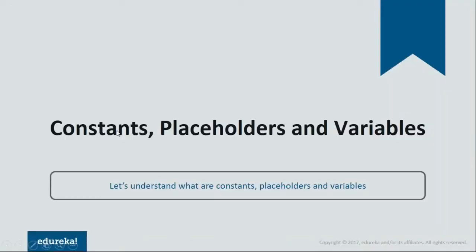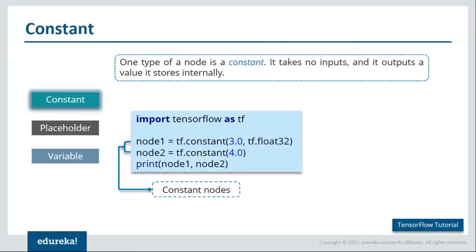Now is the time to understand what constants, placeholders, and variables are. A constant, as the name tells, will always produce a constant result. I'll explain this with an example. Over here we have a couple of constant nodes. The first node has value 3, another node has value 4. When I execute this graph, I will always get the values 3 and 4, the values stored inside these two nodes.